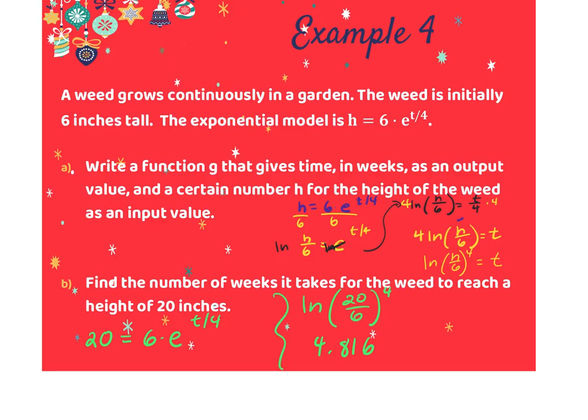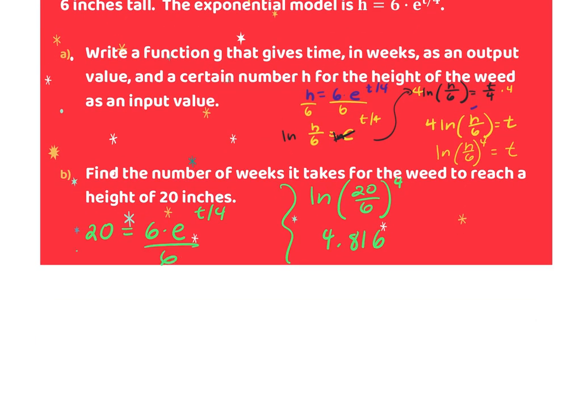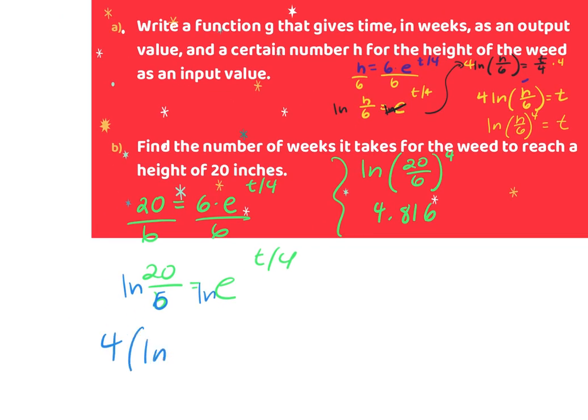Sorry, so if I did it this way, divide by 6, 20 over 6 equals e to the t over 4. You'd still ln both sides. That's a 6, ln. And then you'd multiply by 4. So same answer. Well, we did it to the power of 4, and I did not get it.